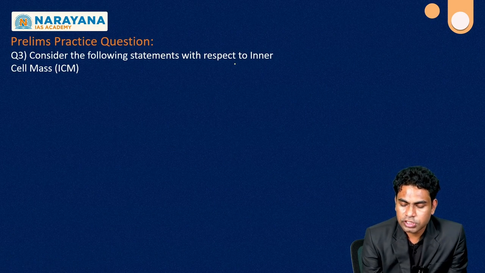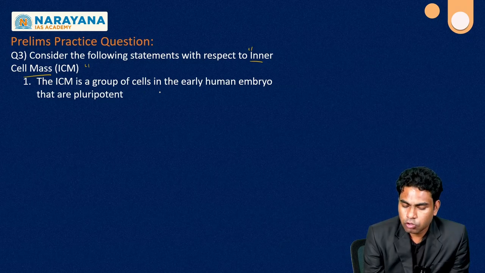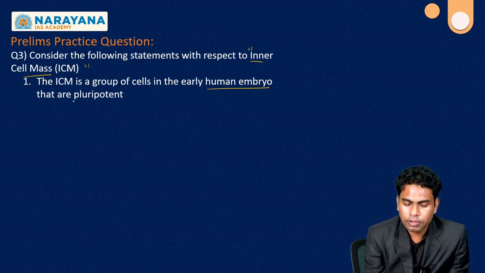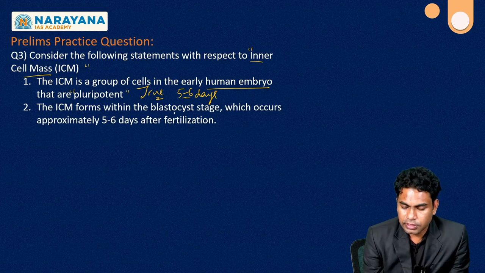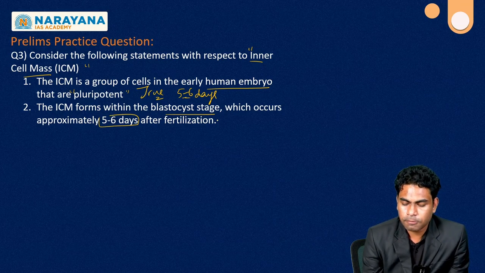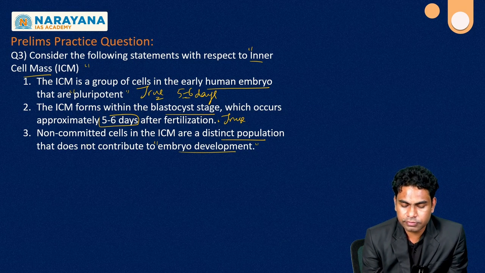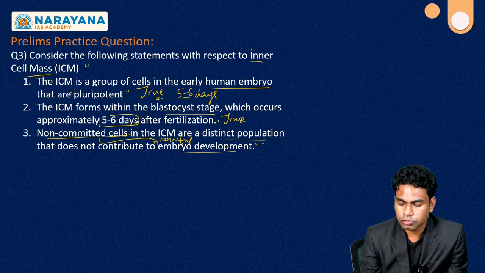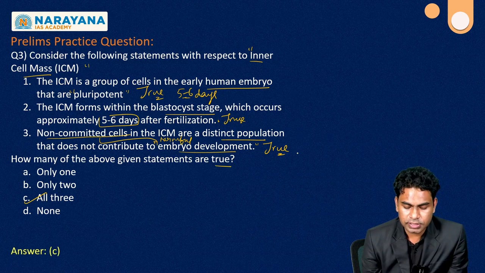Next question. Consider the following statements with respect to inner cell mass. We have seen about the inner cell mass in the topic. Inner cell mass is a group of cells in the early human embryo that are pluripotent. This is true. It forms within 5 to 6 days. Next, the ICM forms within the blastocyst stage, which occurs approximately 5 to 6 days. This is true. Next, non-committed cells in the ICM are a distinct population that does not contribute to the embryo development. In fact, we have seen the non-committed cells being harmful to the embryo development. So this too is true. How many of the above given statements are true? The answer is all three, C.